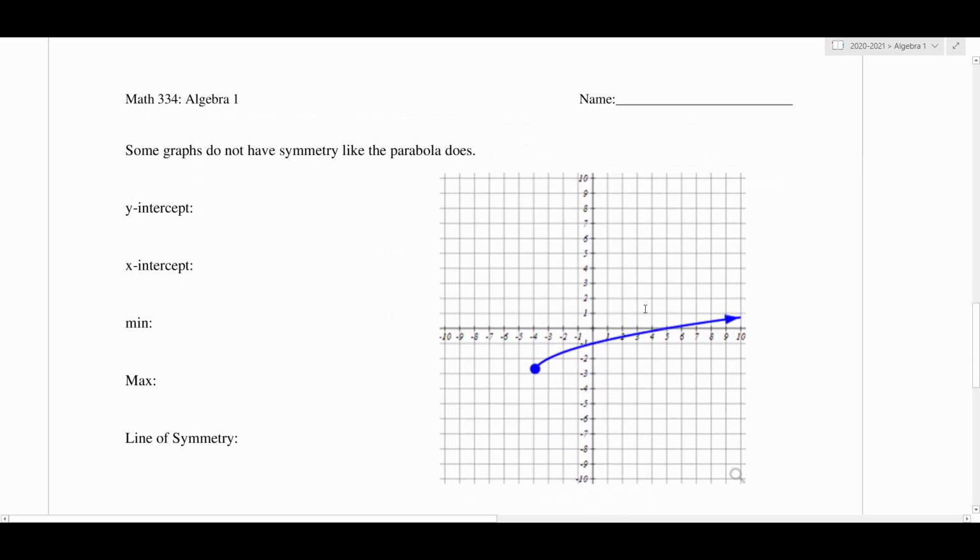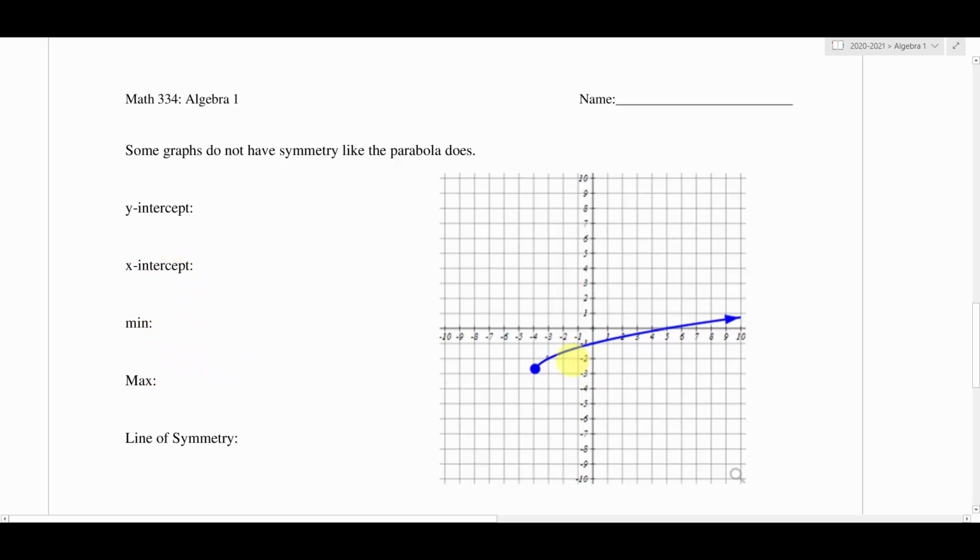All right, now some graphs don't have symmetry like a parabola does. Okay, so this is a graph that actually does not have symmetry, and I'll show you what to do here. But first, we're going to go through all the other stuff that we've learned about. So we want to find y-intercept, x-intercept, min, and max.